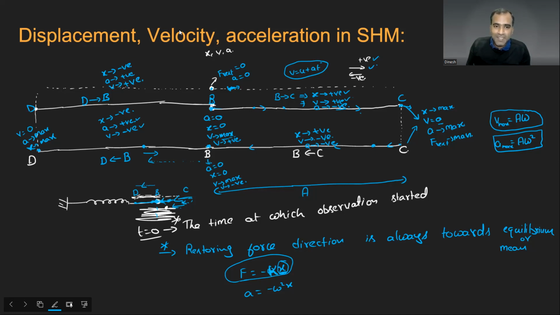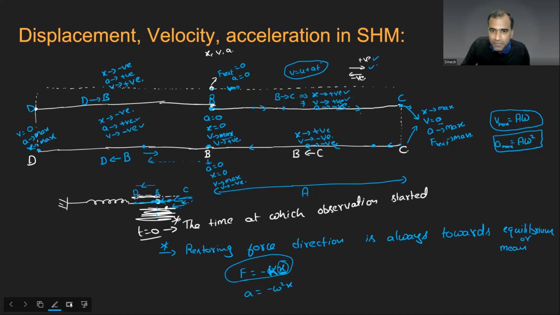Okay. So every point from B to C, you're traversing every point twice. One is the onward journey, another is the return journey. Only one difference as you go from B to C, onward and return. At every point, same acceleration, same displacement, same magnitude of velocity. Only difference is the direction of velocity will be different.